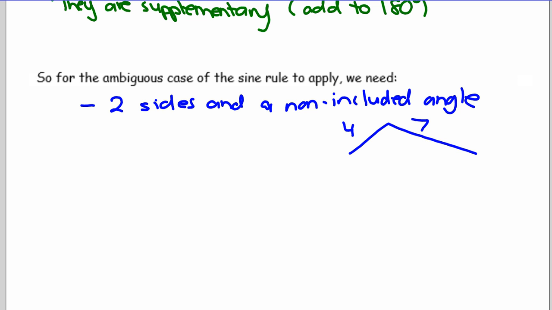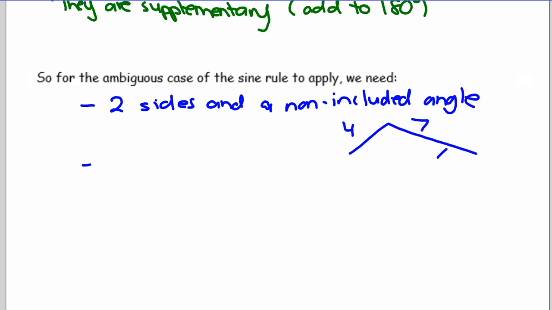Two sides and a non-included angle. If they give you the included angle, notice how that fixes the triangle. The triangle's locked in position, so there's no ambiguous case. This thing can't swing that way anymore. As soon as I give you the included angle, the triangle's already set and you can't draw it two different ways. So it's two sides and a non-included angle, either that one or that one.